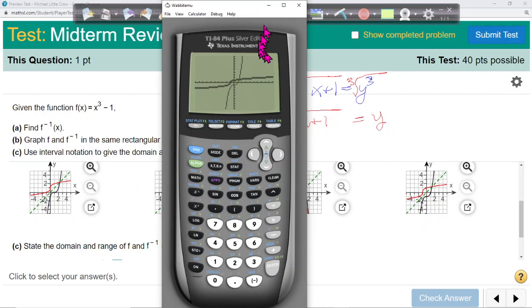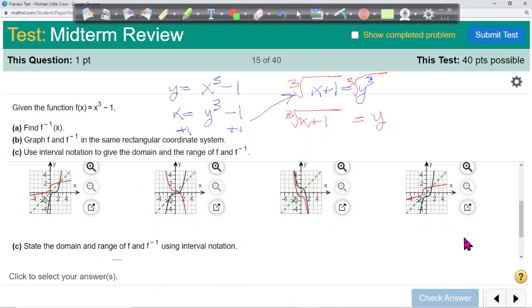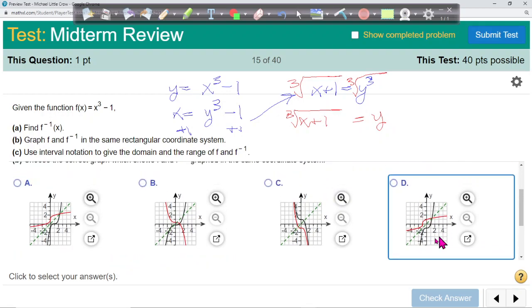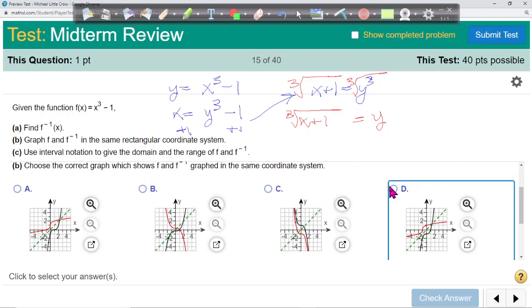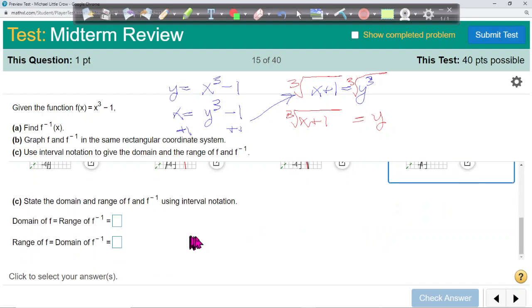Okay, so they always do this. The ones that look the closest are probably, one of them's right, one of them's wrong. So you could kind of skip B and C because they don't look alike. A and B, D are very close. One of them's right, one of them's wrong. D is the right one. Okay. State the domain and range of f and f minus 1.